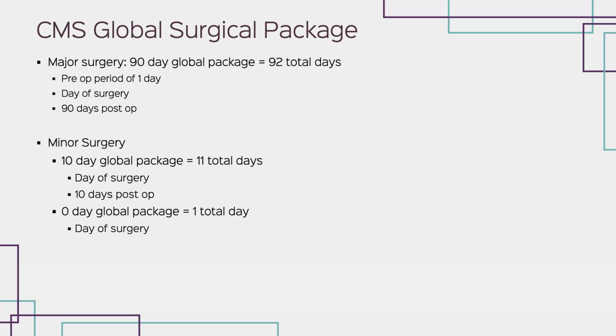So in order to identify the different types of global packages, you have major surgeries versus minor surgeries. You have a 90-day global package. It's going to be a total of 92 days. So you have a pre-op period of 1 day, so the day before the surgery. You have the day of the surgery, and then you have 90 days after the surgery. So again, it's 92 total days. It's just referring to that post-op package of 90 days, so 92 total days.